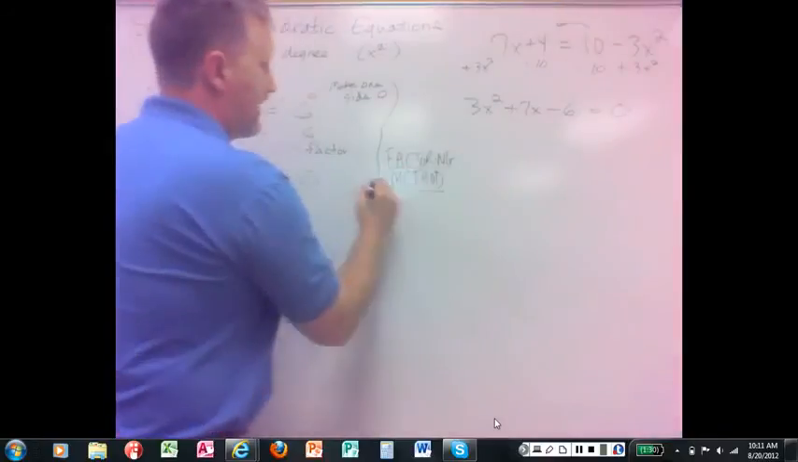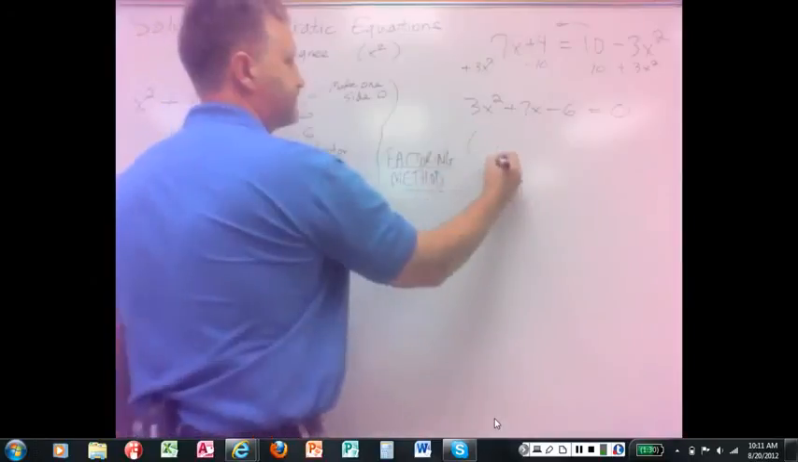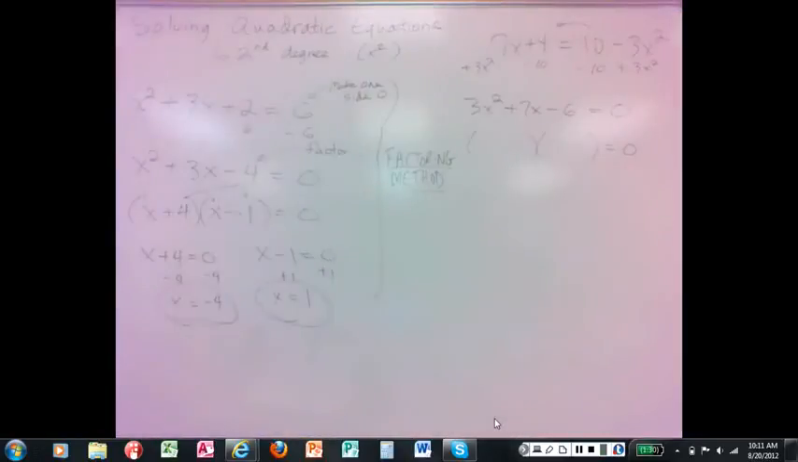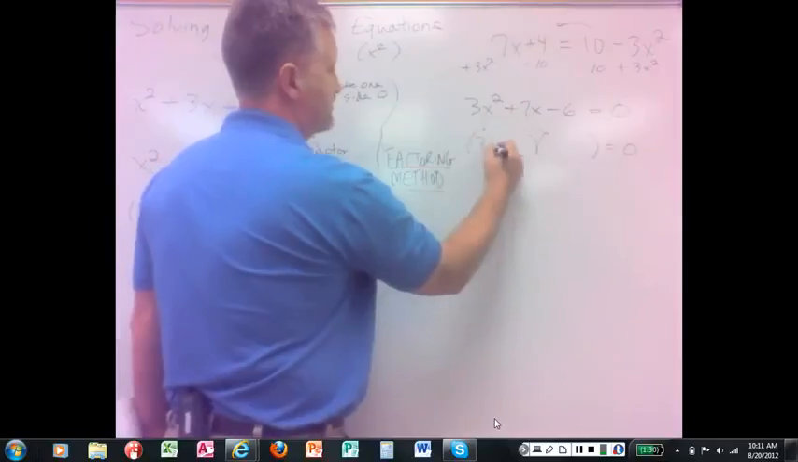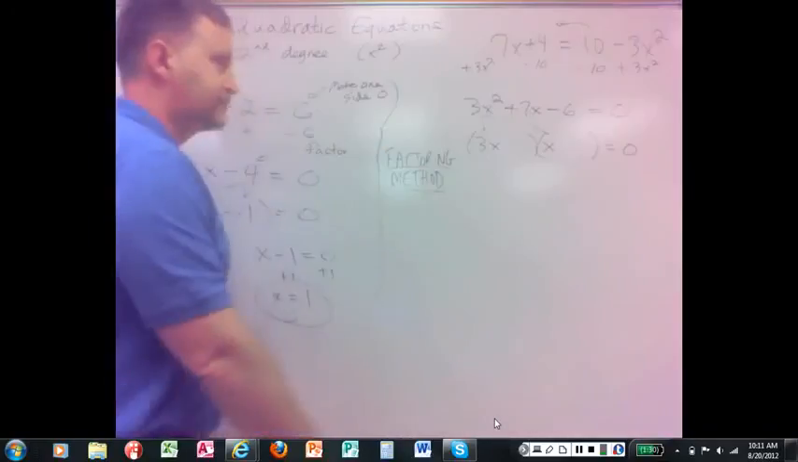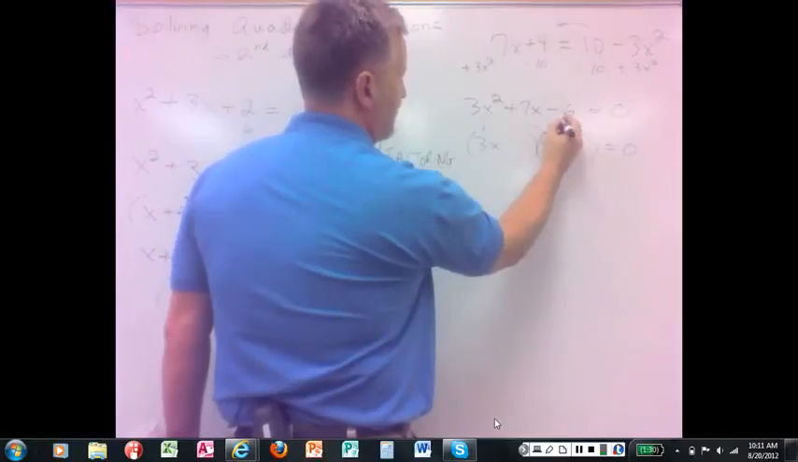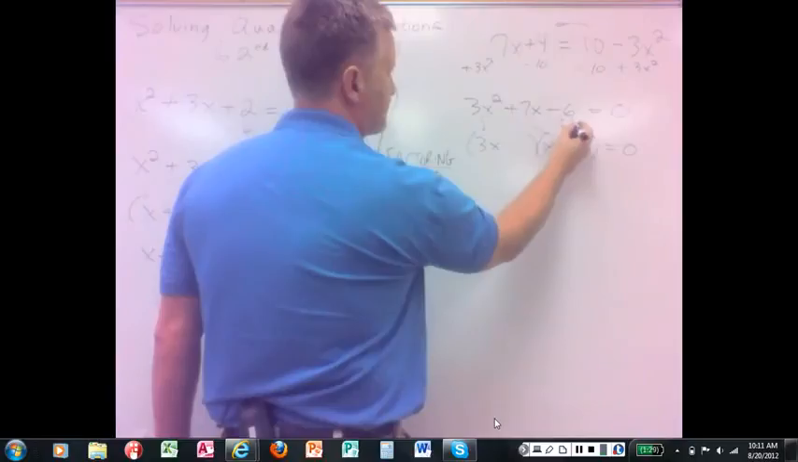Now, again, I prefer this factoring method if I can, since I've got one side 0. There are different ways, and if you know a different way you like to get those factored out, by all means use it. Here's the way I explain it. So now I've got 3x squared, so that's going to be 3x and 1x. And then I've got minus 6, which could be negative 2 and positive 3, or vice versa, negative 3, positive 2, or it could be negative 6 and positive 1. So I've got many options there.